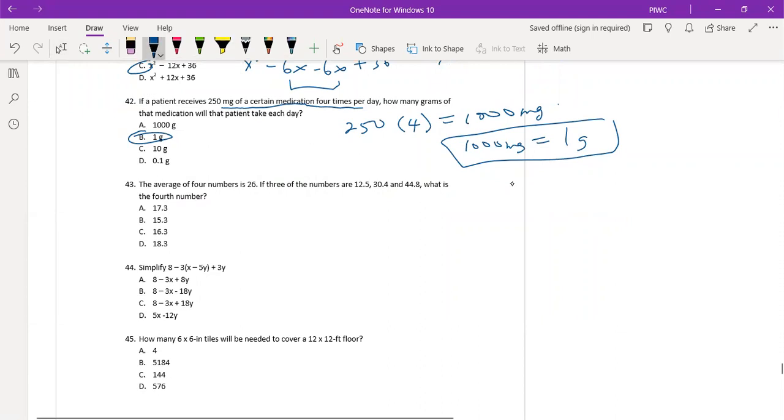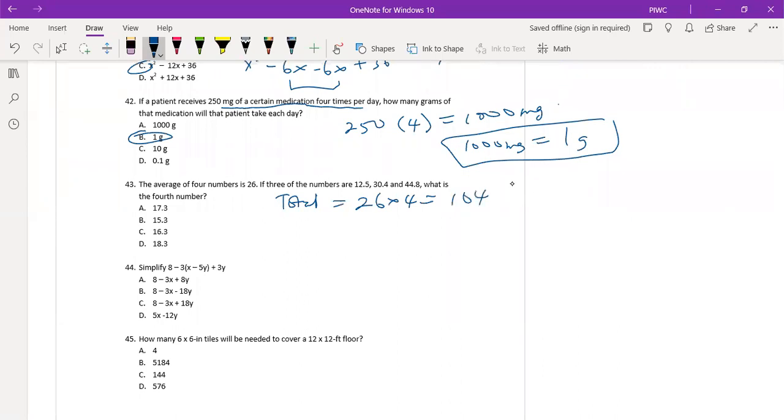And then number 43 says the average of 4 numbers is 26. You know 3 of the numbers. What is the 4th one? Okay, so like the fraction, the one that we did on the fractions, very similar. Average of 4 numbers. So find the total of the numbers. So it's 26 times 4. That will give us the total of the numbers, which is 104.